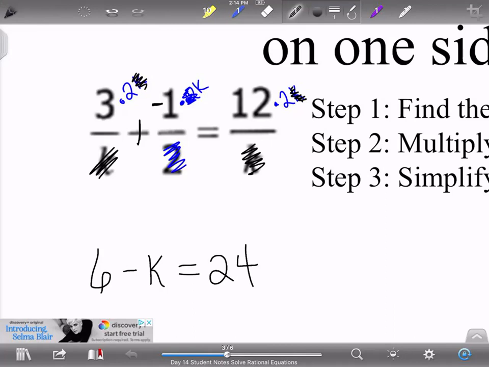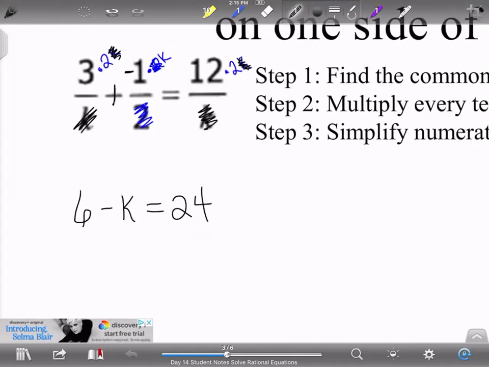Now I'm looking at the equation I have left, and I need to decide whether it's quadratic or it's linear. So I'm going to focus on the variable. I only have one variable left, and it's just K. It's not K squared. So since it's just K, I need to solve for K because it's linear. It's not K squared, so it's not quadratic.